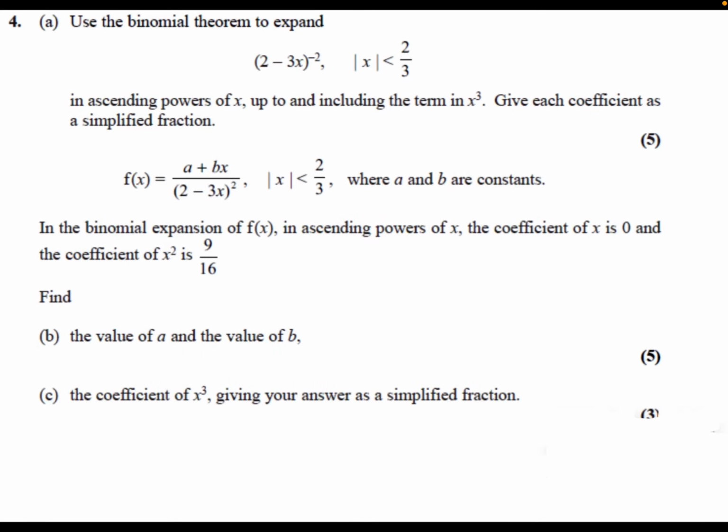Part A. Use the binomial theorem to expand 2 minus 3x to the power minus 2, where the modulus of x is less than 2/3, in ascending powers of x up to and including the term in x cubed. Give each coefficient as a simplified fraction. So let's remind ourselves what the binomial theorem states.